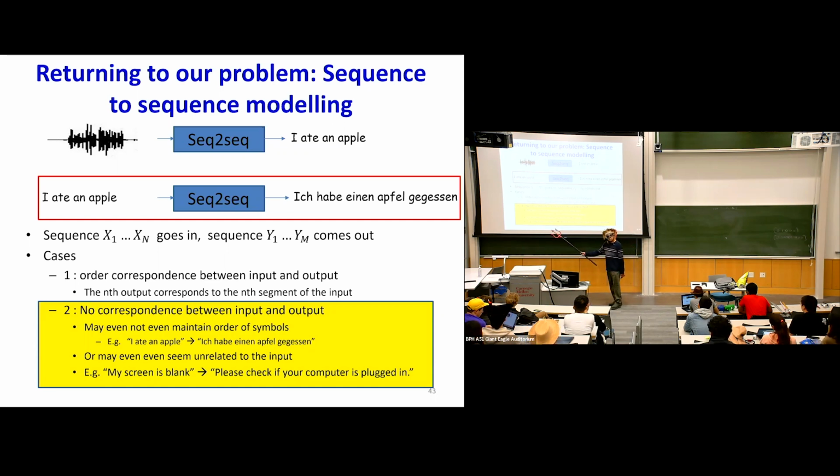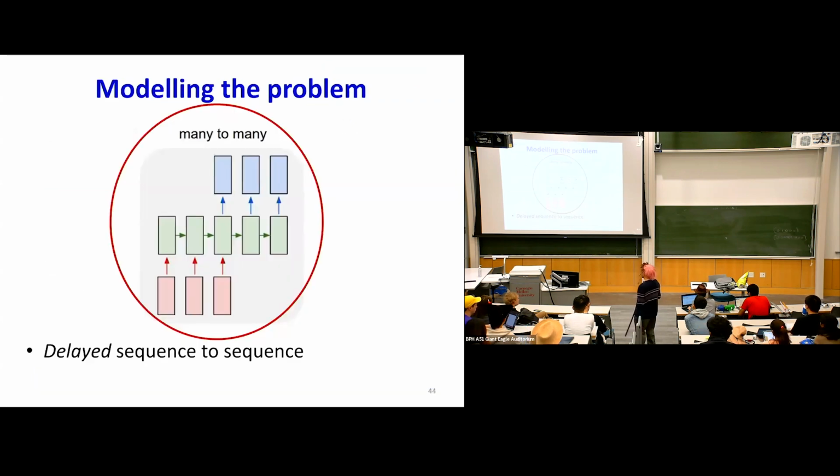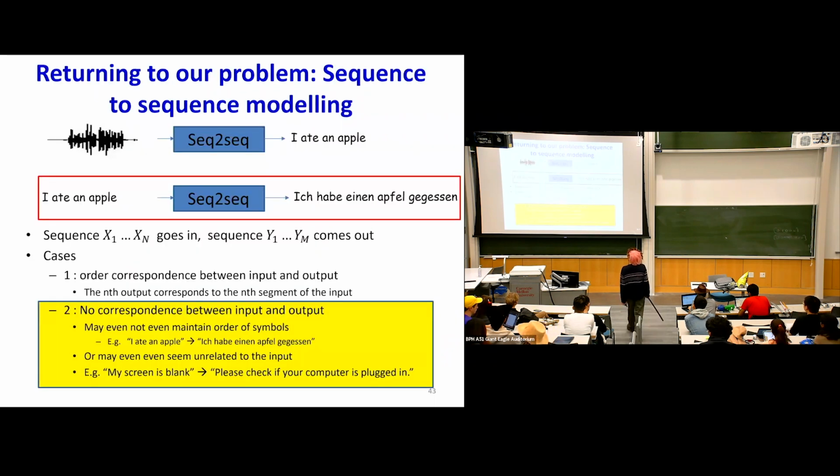Or you might even have something like this in a system that's generating dialogue responses. The input could be "my screen is blank," and the output must be "please check if your computer is plugged in." There's no apparent relationship between the input and the output, yet this relationship must be learned. And it might surprise you that neural networks do exactly this job. This very complicated, very semantically meaningful response is done by a dumb system which knows nothing other than the data that it saw. Anyway, how does one model this kind of thing?